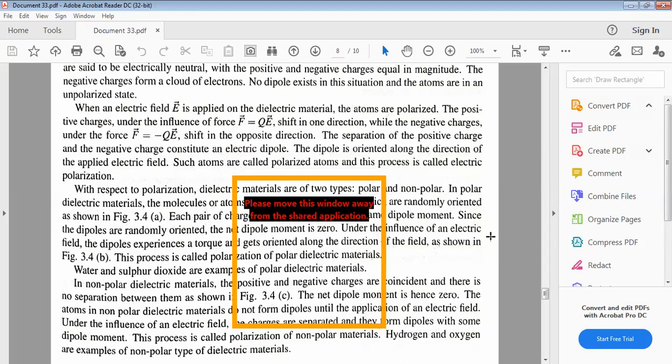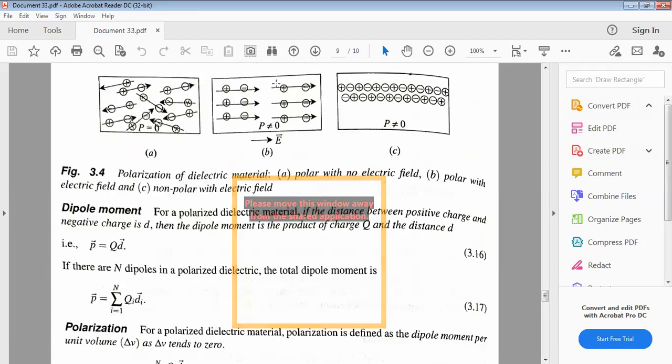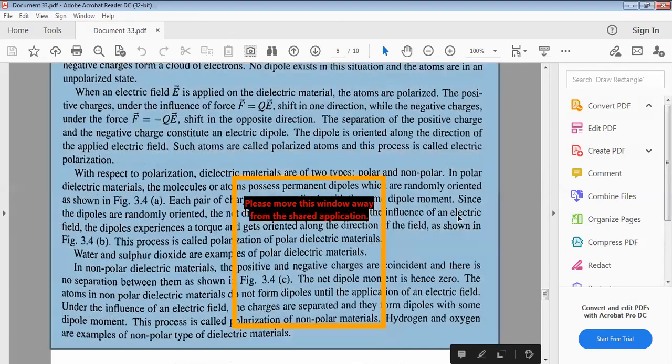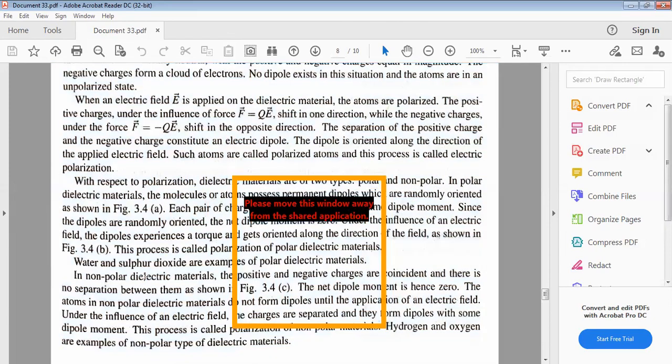Under the influence of the electric field, the dipoles experience a torque and get oriented along one direction. That is figure B, called the polarization of polar dielectric materials. This is figure B, with positive and negative charges having some orientation. Initially there is no orientation; they are randomly polarized. This is called polarization of polar dielectric materials.